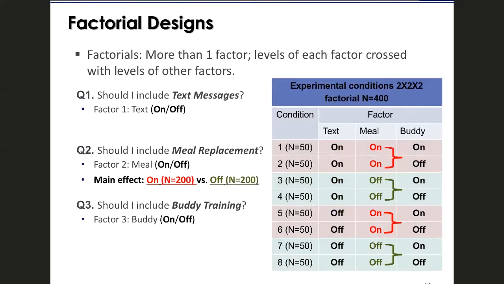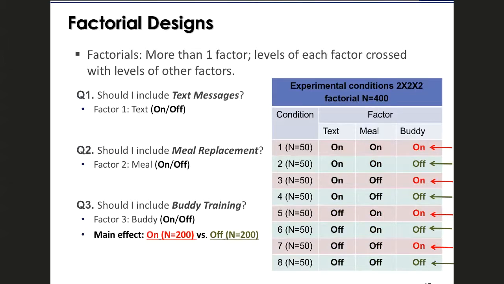So what do I have now? I have a 2 by 2 by 2 factorial, right? Because I'm crossing the 2 levels of text messages with the 2 levels of meal replacement, with the 2 levels of body training. This will give me a design with 8 experimental conditions. Say, wow, looks complex? Not really.